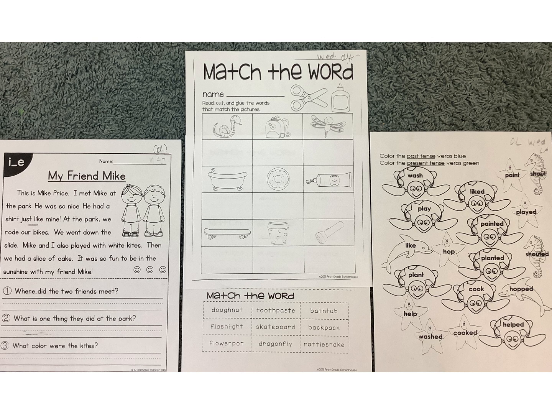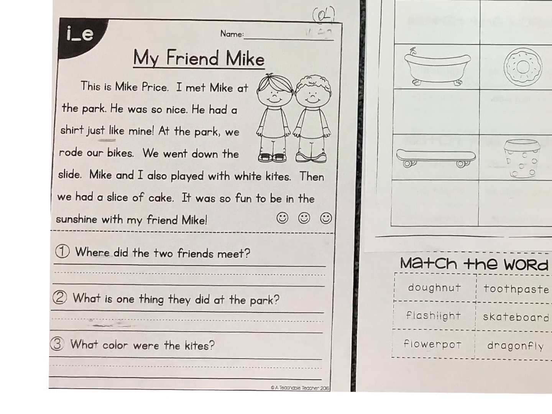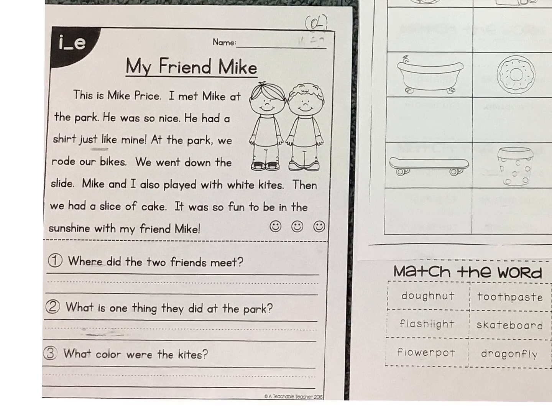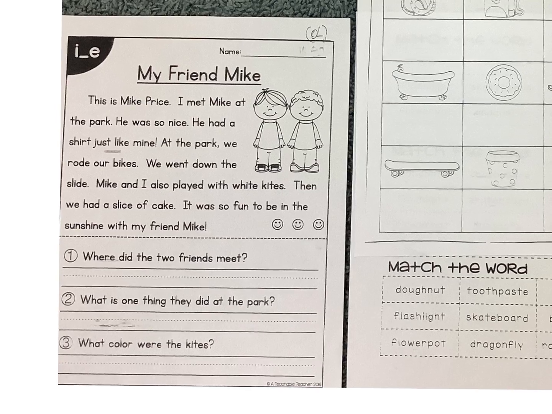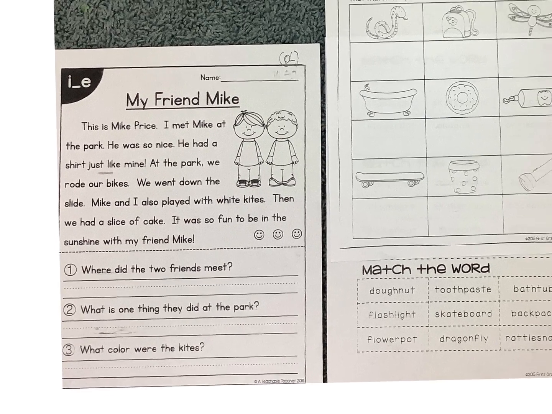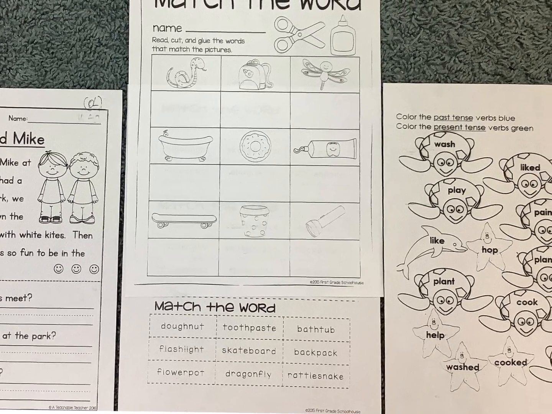The first thing you're going to do on this center is read the passage 3 times. Remember to color in those smiley faces after every time that you read it, and you're going to answer the 3 questions. Make sure you look back in your passage for your answers. They're all there.